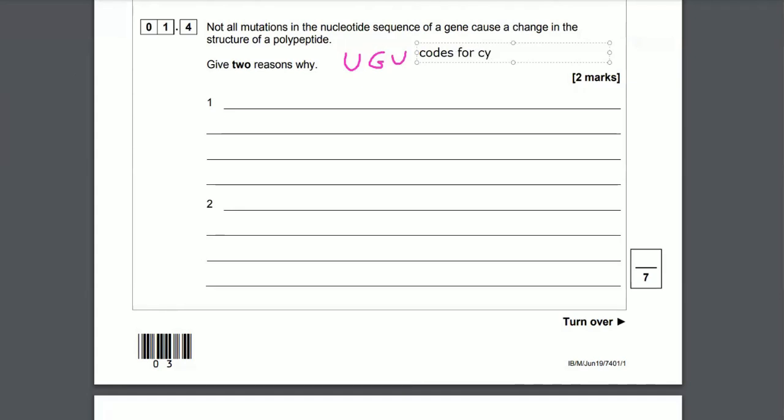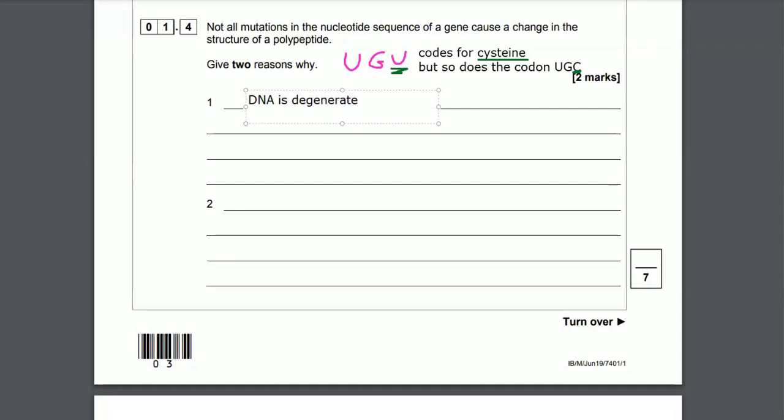Well, let's look at this example. UGU codes for cysteine, which is one of the 20 essential amino acids, but also UGC codes for cysteine. So you've got 2 options there. And that means if our final U, our final uracil, changes to C, then essentially the amino acid stays the same.